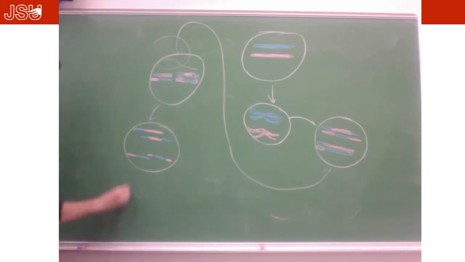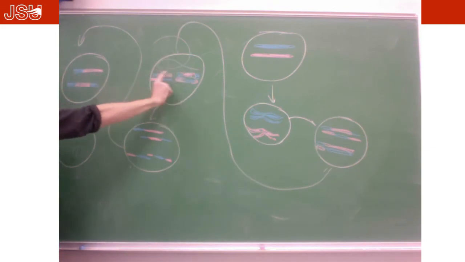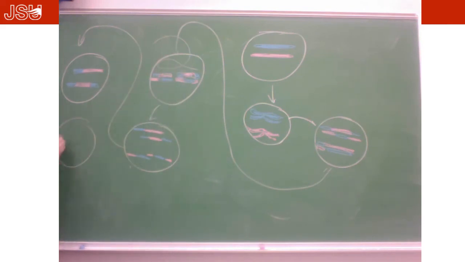Two cells, that is correct. So I'll just draw it up here. And now we have two cells, right? One will have pink and blue. This one will have blue, pink. These two come from these two. These two are going to be in the other cell. You see? All right. That basically is meiosis one.